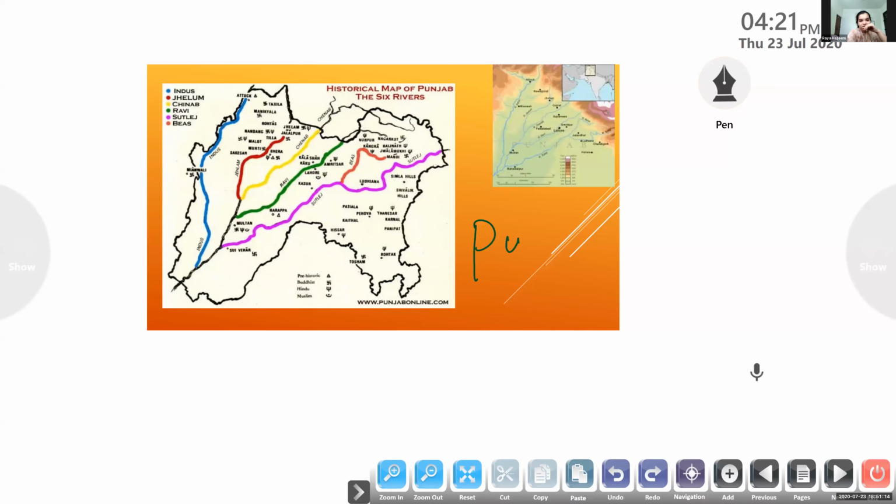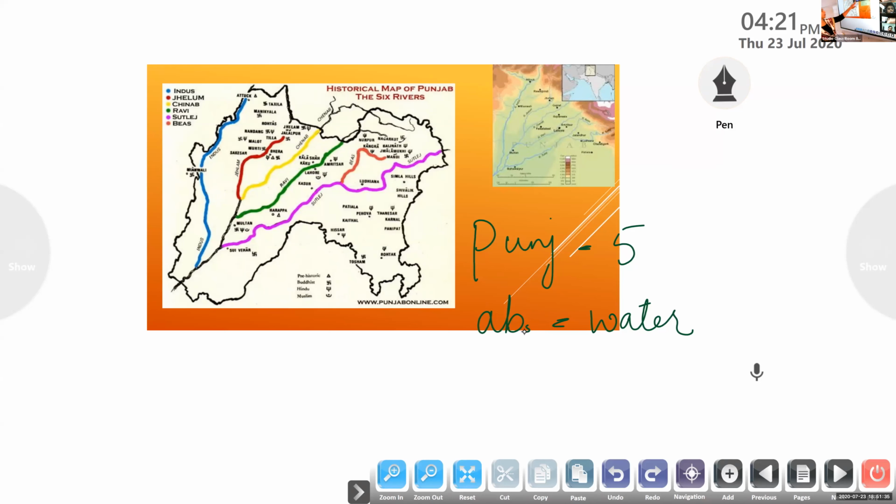Punch. What is the meaning of punch? 5, right? Punch means 5. Ab means water. Abs means rivers of water. So Punjab means land between the rivers.